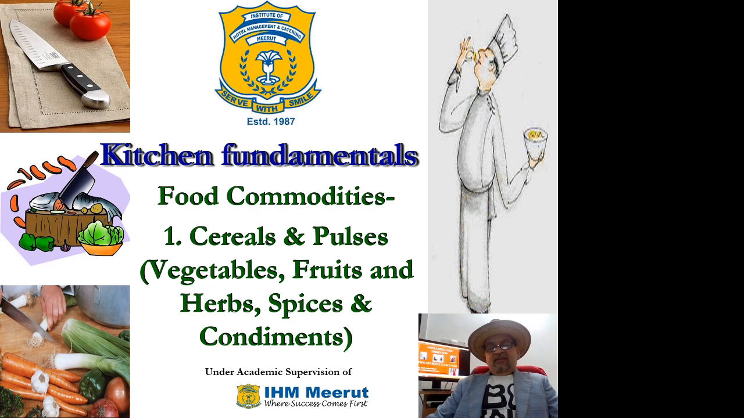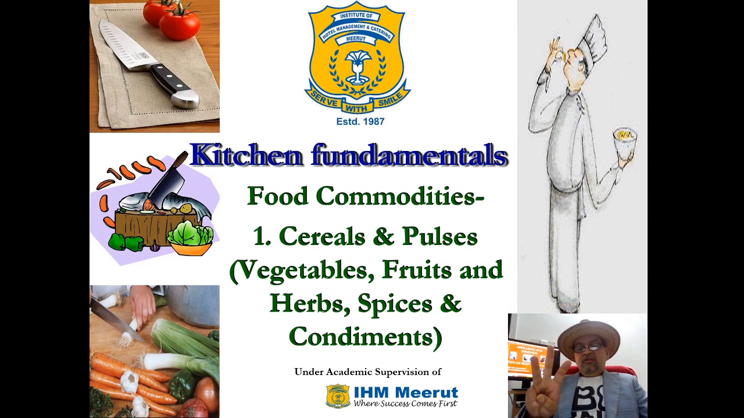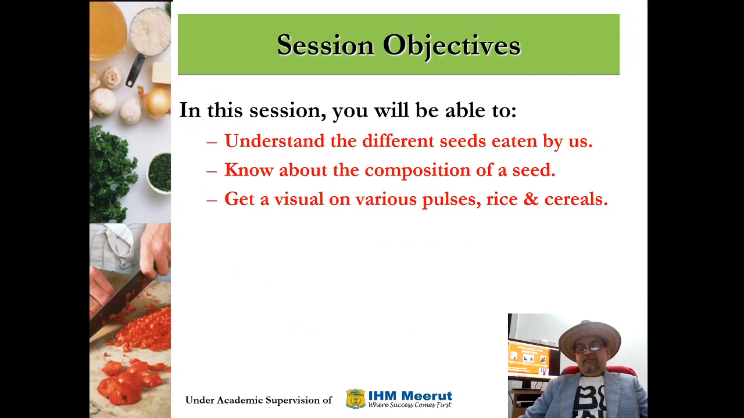Today, we will be doing a presentation on food commodities. The various food commodities to be covered today will be four: cereals and pulses, vegetables, fruits, and herbs, spices, and condiments. There are several exotic cereals, pulses, vegetables, fruits, herbs, spices, and condiments that you will learn about today.